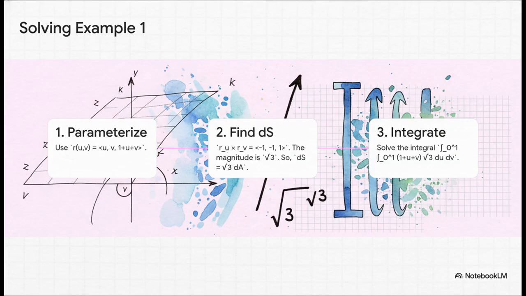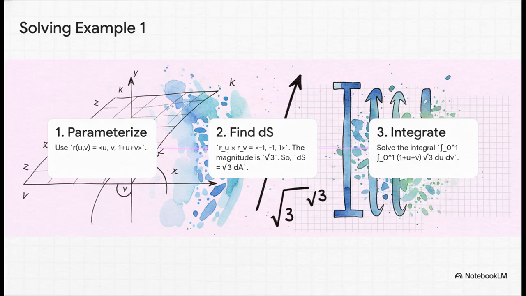So we'll just let x equal u and y equal v. Simple. Step 2, calculate that stretching factor. We take the partial derivatives of our parameterization, find their cross product, and we get the vector -1, -1, 1. The magnitude, or length, of that vector is the square root of 3. What this tells us is that every little piece of our flat domain gets stretched by a constant factor of root 3 when it's on the tilted plane.